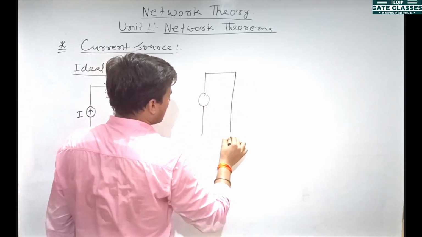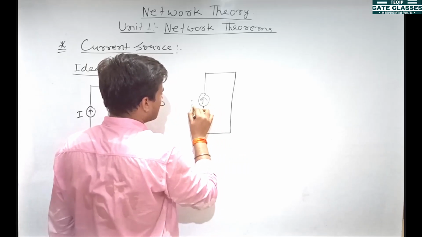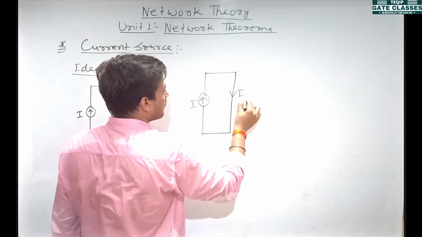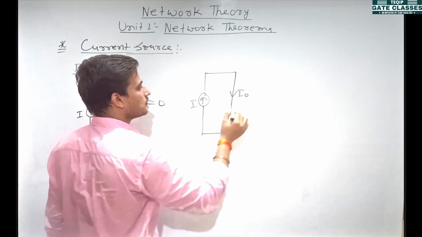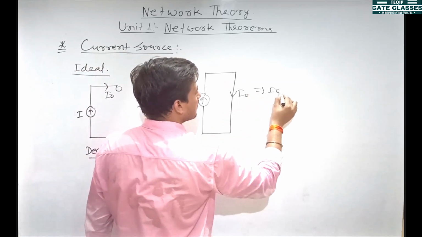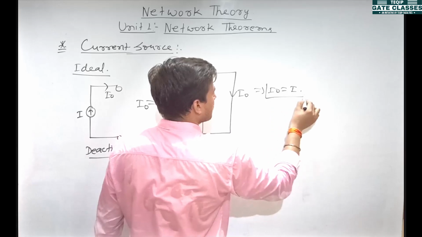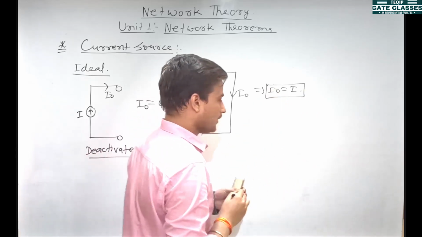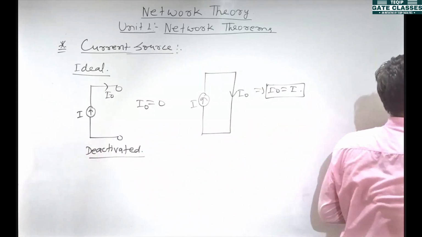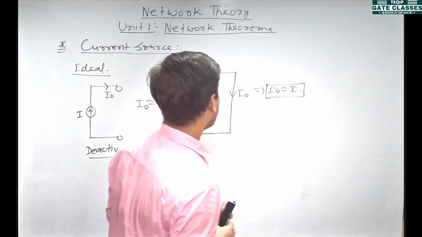Now you are having the circuit like this one, current I. Now somebody is asking you to find I0. So I0 will be equal to what? I0 will be equal to I. Clear? I0 will be equal to I.